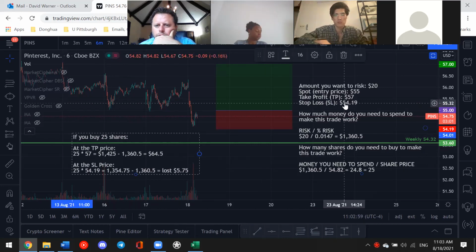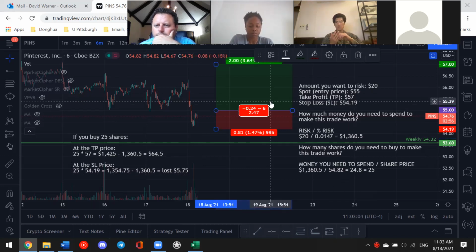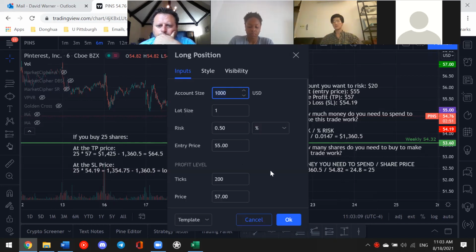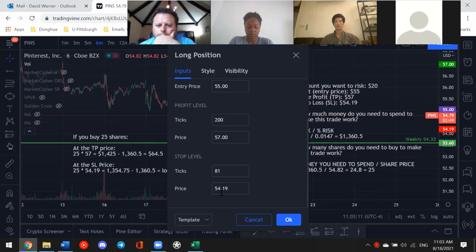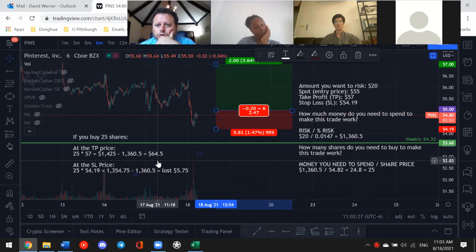The stop loss price, entry price. If my entry is, let me adjust this. My entry is 55. My take profit is 57. My stop loss is 54.19. Yeah, if you have a stop loss that's this small, you're risking $5 to make $64. That's not a bad deal. That's how we make money.